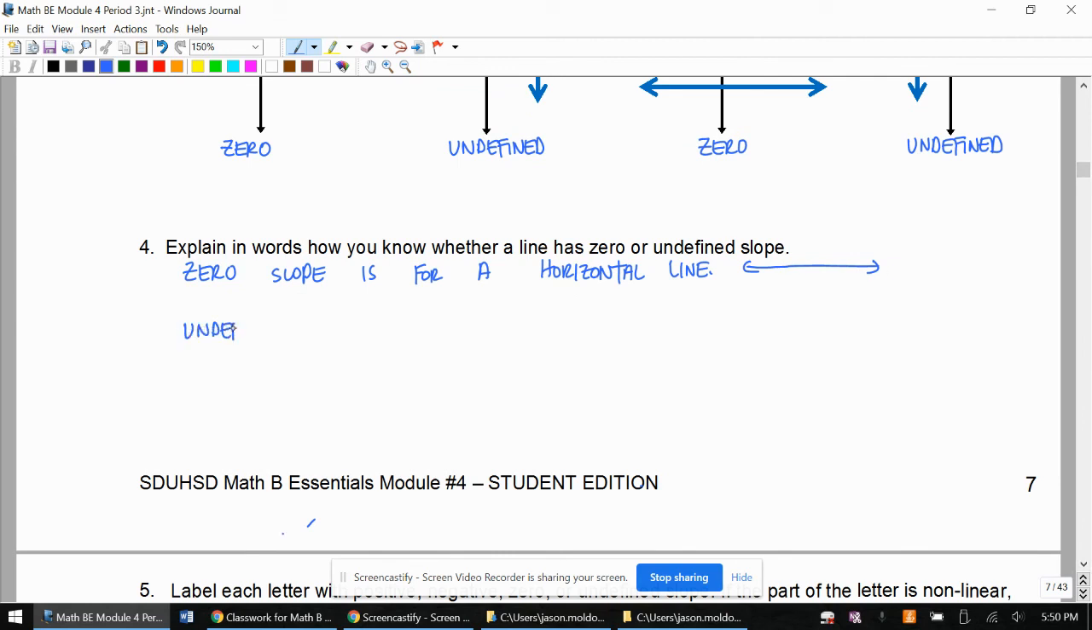And undefined slope is for a vertical line. Zero is horizontal and undefined is vertical. And those little sketches, I think, are helpful, a little picture. In fact, the word undefined, the U, has the left and right half of it have what looks like a vertical line as well. So that might be an easy way to remember that.